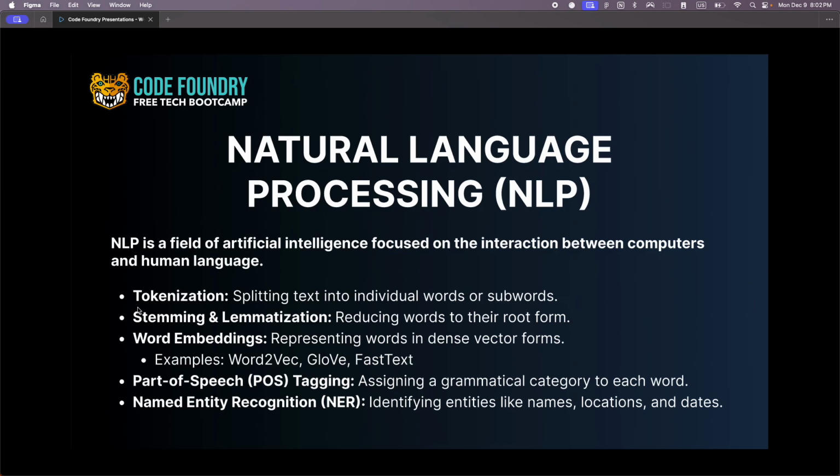So the idea is that we are using tokenization to split our text. It's the way we parse our data. We split our text into individual words or subwords. For example, we split our text, "the cat ran around the corner," into individual words. Then we stem and lemmatize. That means that we reduce our words into their root form.